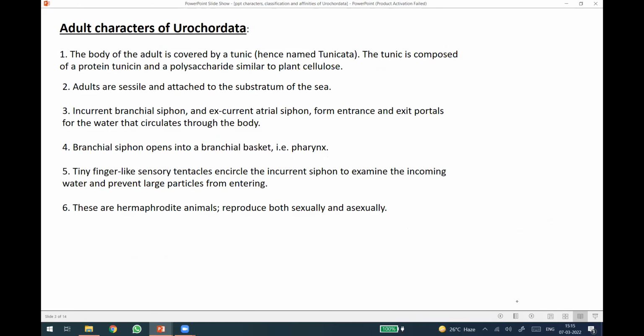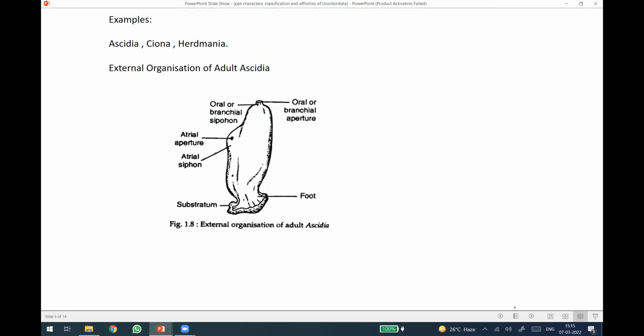Now, regarding the adult characters of Urochordata, this is an adult Urochordate, that is an Ascidia. We have seen this earlier also. These are colonial forms, sessile, fixed forms, and they are exclusively marine. Some of the examples, actually examples of one class, from Ascidia, are Ciona and Herdmania. They are examples of one class of Urochordata.